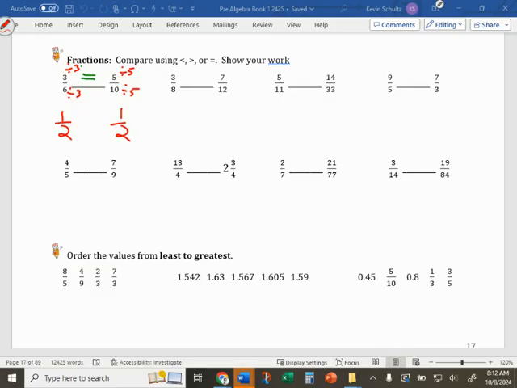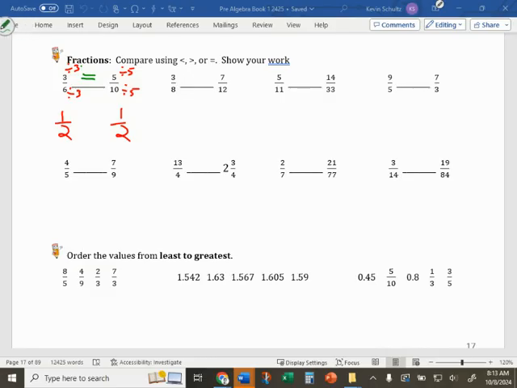3/8 and 7/12. Could we use common denominators here? Yes, that always works. Okay? It's not always the most efficient, but it will always work. Can we simplify these here? Can you simplify 7/12? No. Or 3/8? No. Okay? So the third method I want to bring to your attention is, we already kind of talked about it.